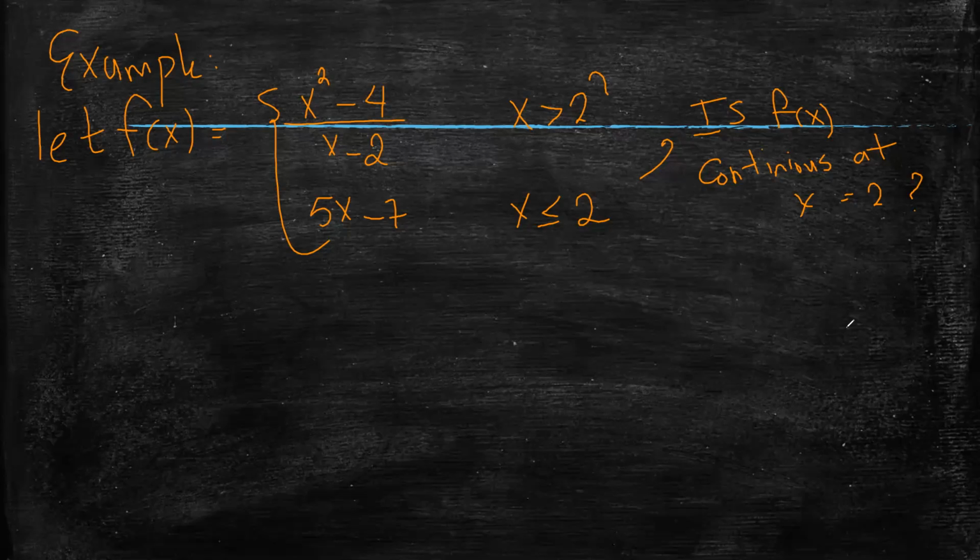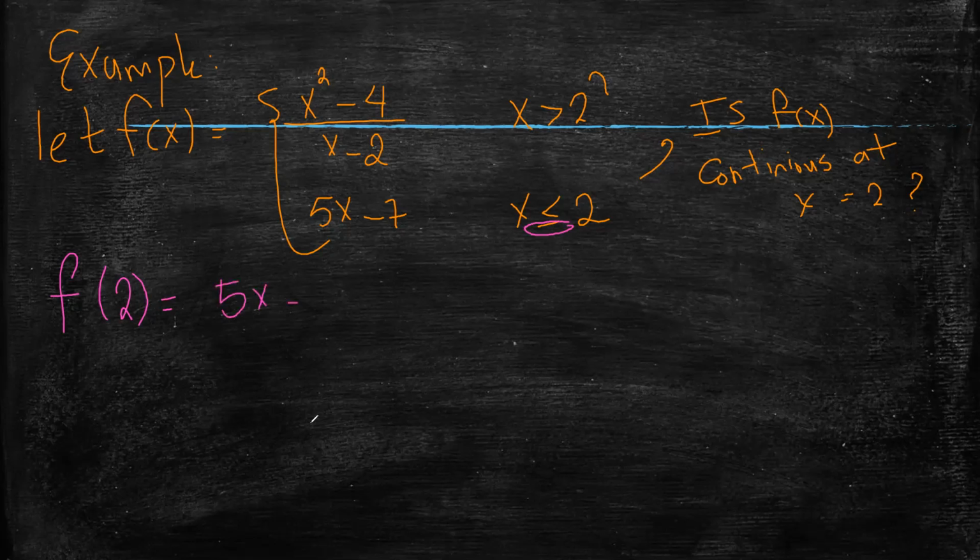So to check if the function is continuous, I need first to find f of 2. I will look at where x is equal to 2. Is it in the first or the second piece? I have an equal sign in the second. So I will say 5x minus 7, which is 5 times 2 minus 7, which is equal to 3. So the first condition, yes, it is defined.